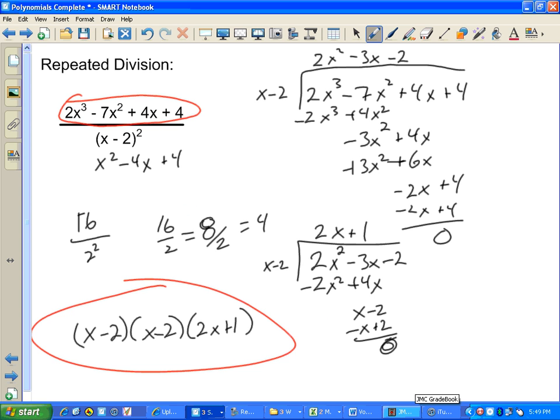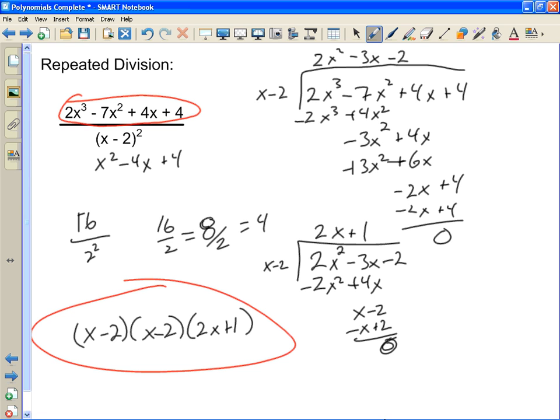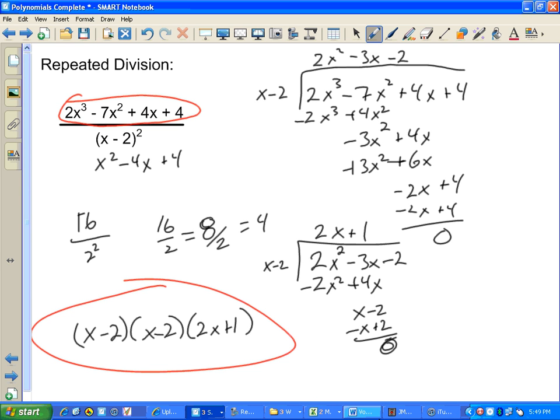So that's the end of repeated division. I guess it's a good thing since my airliner battery's starting to die.